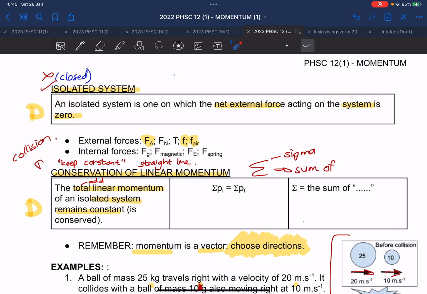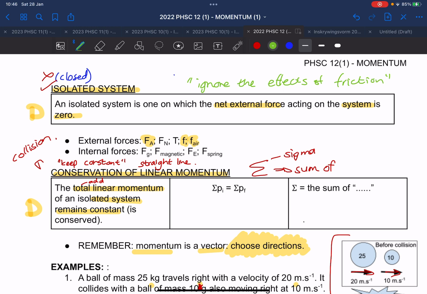What are external forces? Applied force, frictional force, air resistance, stuff like that. So for you, the wording will actually be ignore the effects of friction. When they say that, or there's no friction present, then you know it is an isolated system.